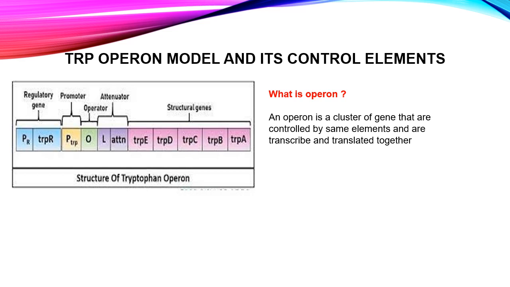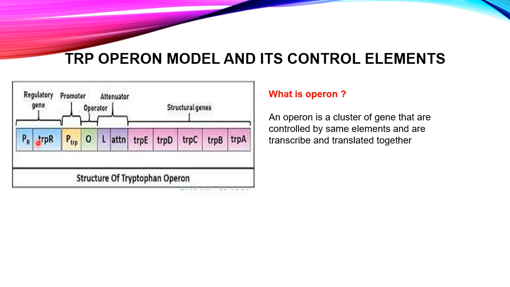Now here is the structure of the tryptophan operon. The genes for the tryptophan biosynthesis in E. coli are organized on the bacterial chromosome in the tryptophan operon. The tryptophan operon consists of the promoter region, an operator region, an attenuator region, and 5 structural genes which are essential for the synthesis of the enzymes in tryptophan biosynthesis. So, let's look at the diagram now.